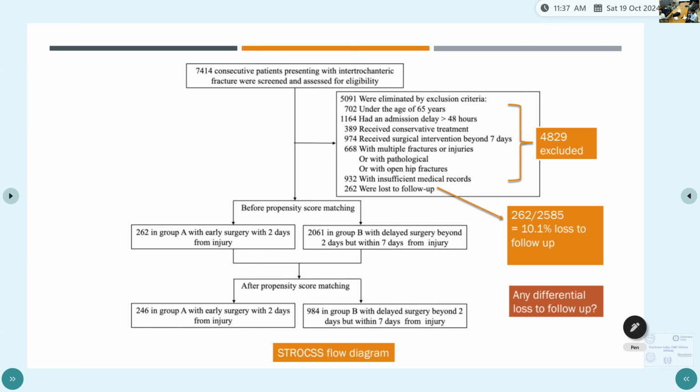So they actually had a 10% loss to follow-up. But if we look at loss to follow-up as an exclusion criterion, then it looks like there is no loss to follow-up. But that is not true. Now, in this study, they have done a propensity score matching, but before doing that, they ended up with 262 in the early surgery group and 2,061 in the delayed surgery group. They have again not mentioned whether this loss to follow-up was in the early surgery group or the delayed surgery group. We have completely excluded the data, so we do not know if there was any differential loss to follow-up.